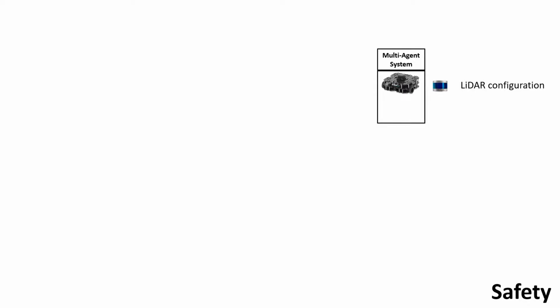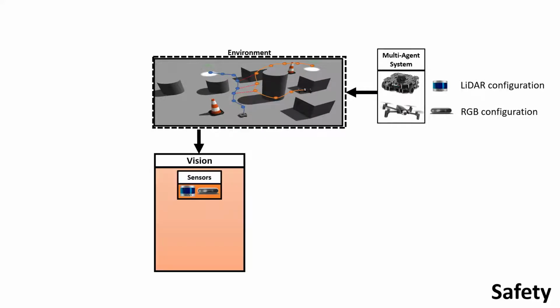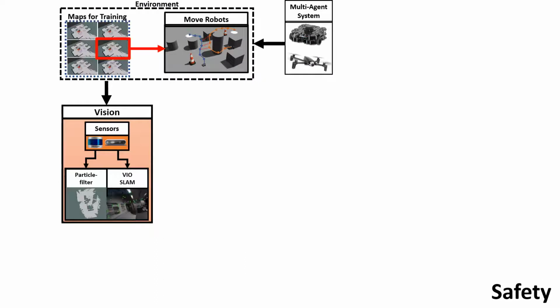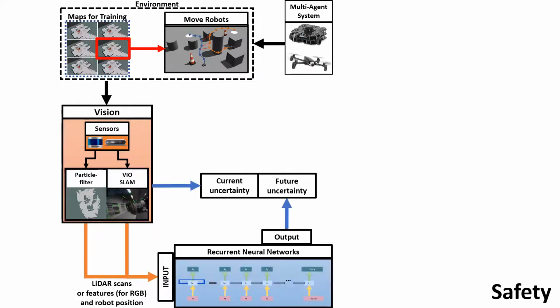Safety is considered through an estimate of state uncertainty. We use different SLAM algorithms depending on the robot's sensor configuration. The outputs of SLAM are fed through an RNN, which predicts, after training, future state uncertainties.